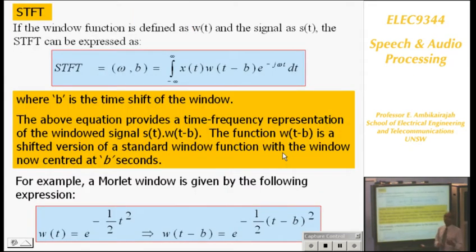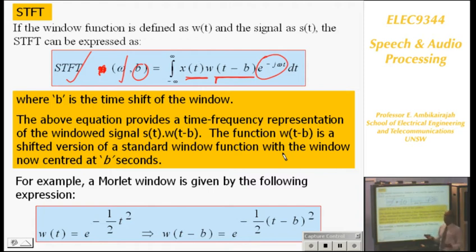So let's look mathematically at what the short-time Fourier transform is. This is the frequency that we are trying to analyze, and b is the window position, where you're going to put the window, and you take the signal, this is the analog signal, multiply by the window, which is shifted because you're going frame by frame, and multiply by an exponential function. Omega is the frequency you're trying to analyze.